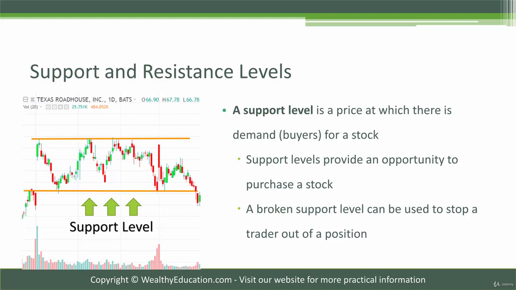A broken support level can be used as a stop to stop a trader out of a position, and it can also be used to initiate a short position. So let's say you own a stock that you've purchased at $47 and it trades down to $45 and rises back up to say $48, but you're looking to sell a stock at say $55. As long as the stock trades down to $45 and rises back up, you can wait to reach that $55 level. But you've got to stop at $45 because you know that's support.